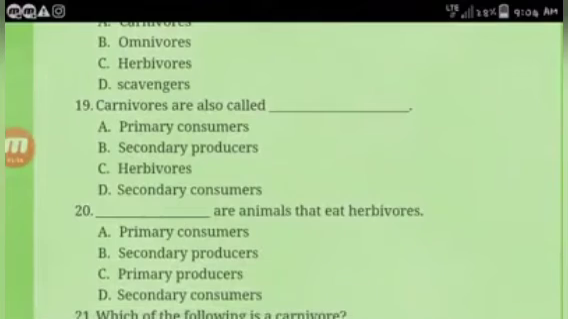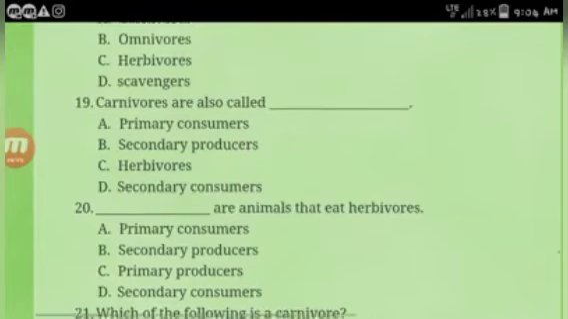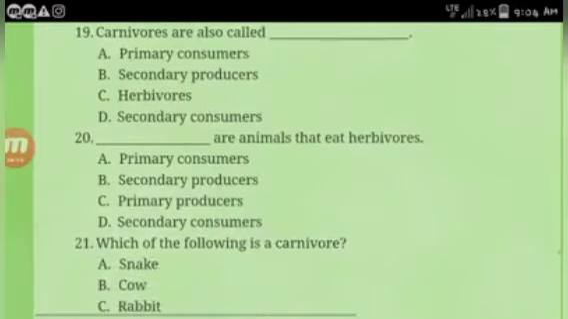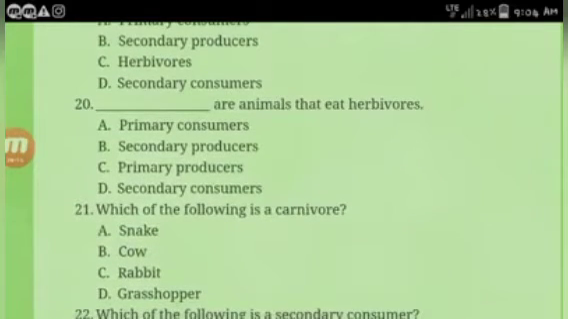Next, number 19, carnivores are also called. Carnivores can also be secondary, tertiary, like that. So here, since in the choices we only have secondary consumers, the answer is letter D, not letter B, because secondary producers, we don't have that one. It's secondary consumers. Next one, the last number, animals that eat herbivores. Of course, it's secondary consumers. Okay, herbivores are primary consumers.